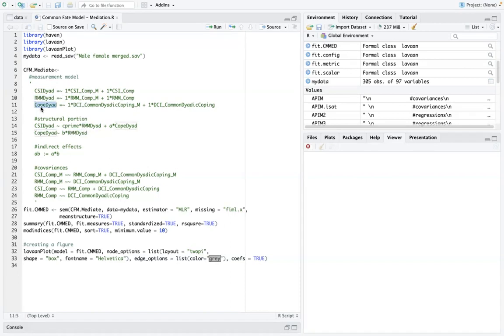And then we are going to look at dyadic coping. This is a scale focused on stress communication processes and how couples navigate their reactions to stress, how they communicate about stress, and how they manage it together. Within the common fate model, if you're not familiar, it is a dyadic analysis, and it is actually a little bit more restrictive than the actor-partner interdependence model because the variables that we can use within the common fate model need to be dyadically oriented.